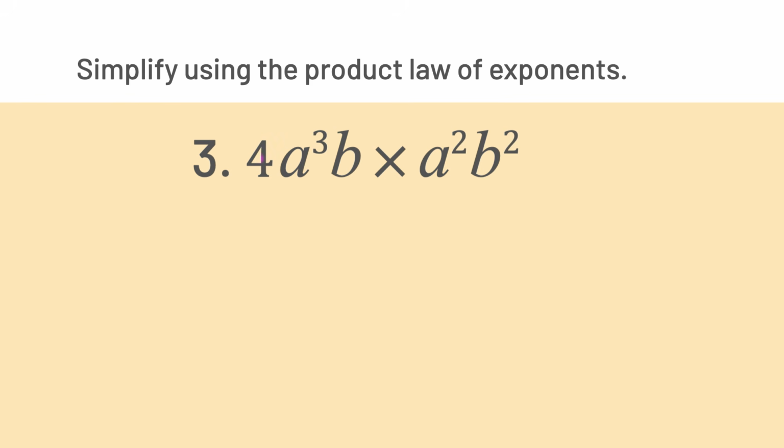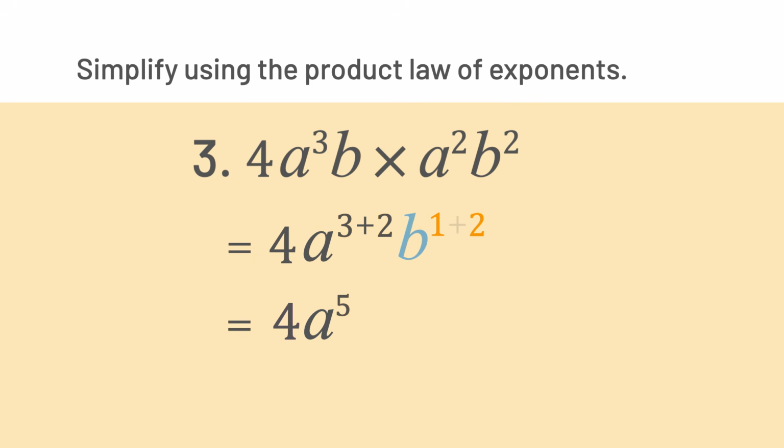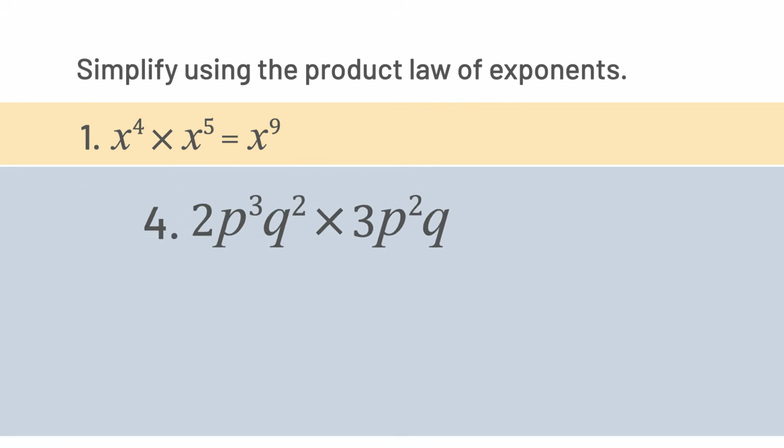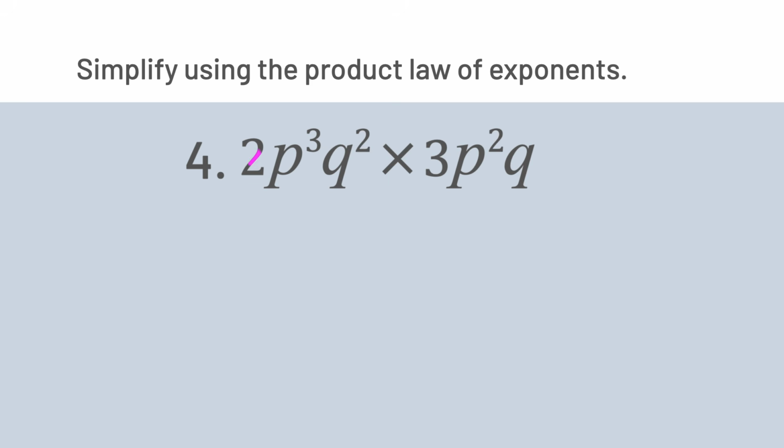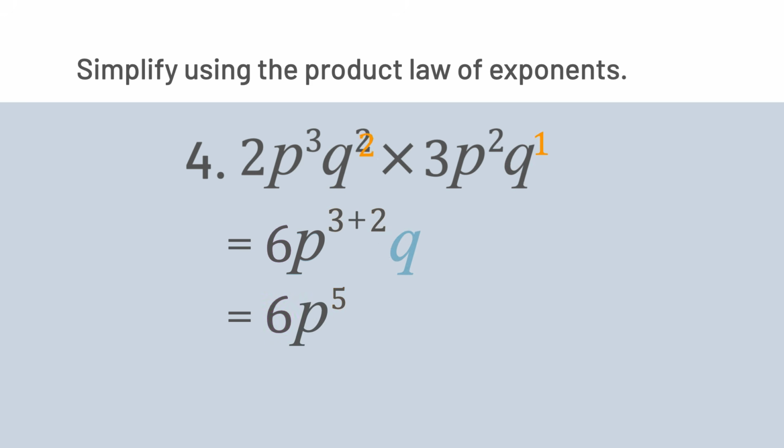Here, the coefficient 4 stays. For a, add 3 and 2 to get a to the power of 5. For b, add 1 and 2 to get b to the power of 3. Multiply the coefficients. 2 times 3 equals 6. For p, add 3 and 2 to get p to the power of 5. For q, add 2 and 1 to get q to the power of 3.